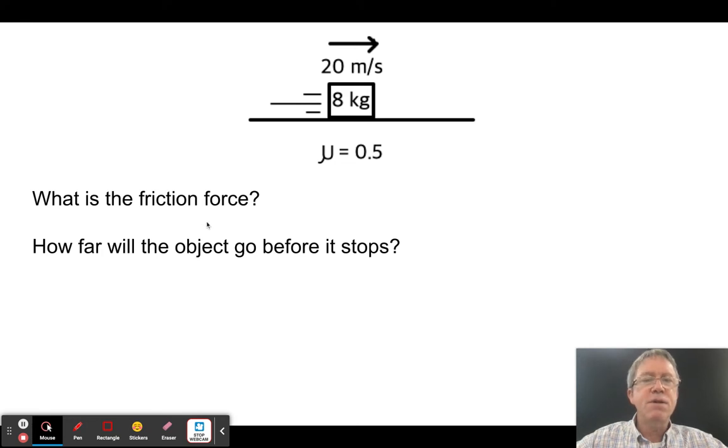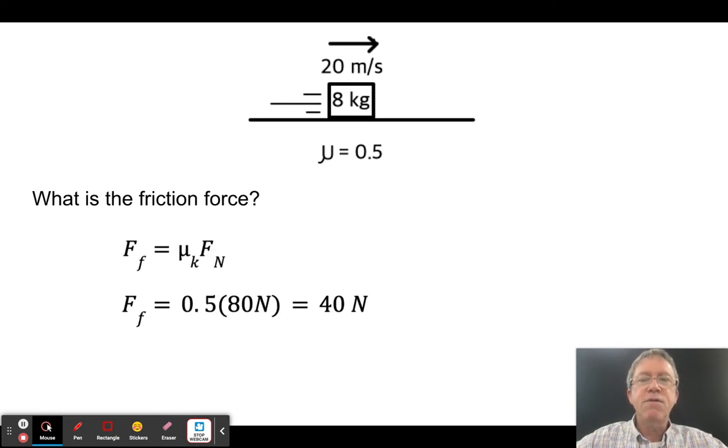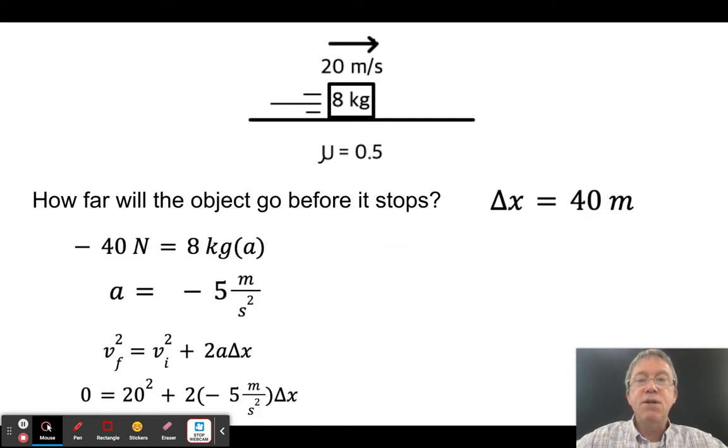So let's first tackle what is the frictional force. To solve the frictional force, I know that the frictional force is going to equal mu times mg. So mg is going to be 80, and mu is 0.5. So the frictional force in this case is going to equal 40 newtons. So there's 40 newtons of force acting against the motion of this object, acting parallel to the surface, and that's going to cause the object to lose velocity. So now we're going to use that to figure out how far this object is going to go before it stops. So what I know now is that the frictional force is 40 newtons.